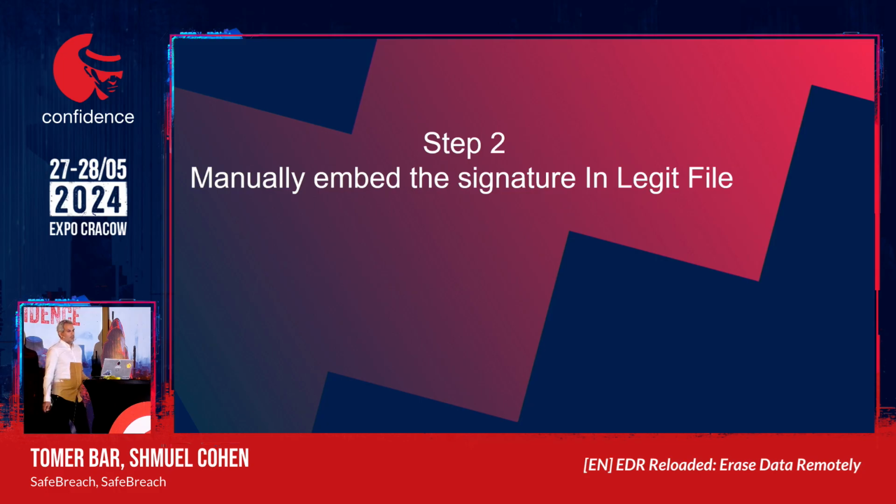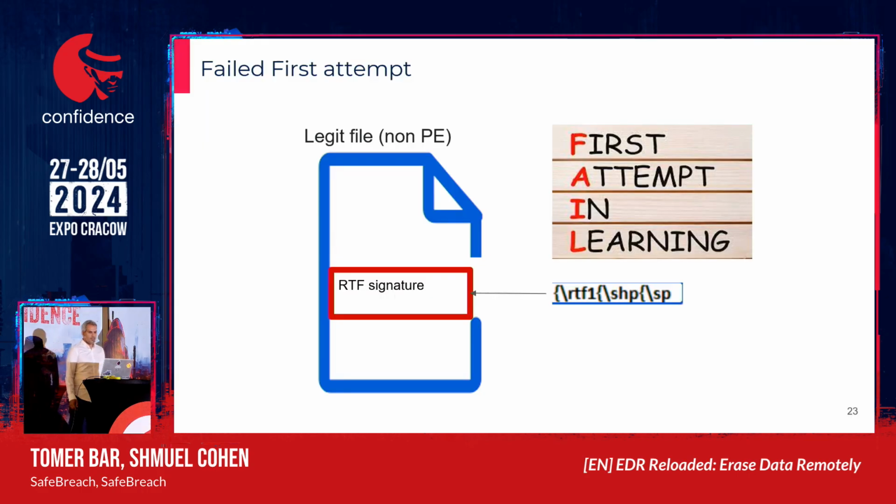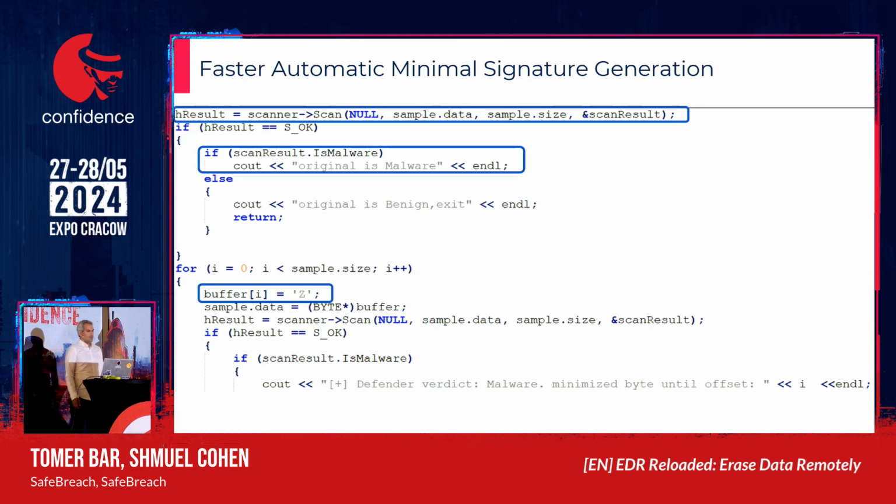So our next step was quite obvious, verifying that we can manually append the signature to a target legit file. And we tried, and it didn't work. We embedded it in the middle of an existing document, and nothing happened. So we went back to the drawing board and developed another, faster minimizer.